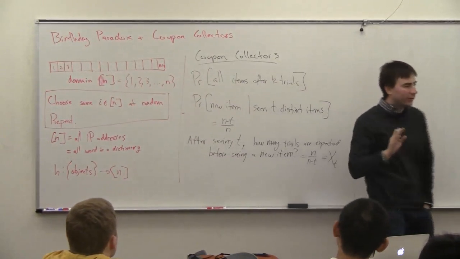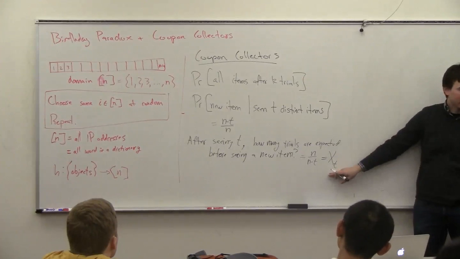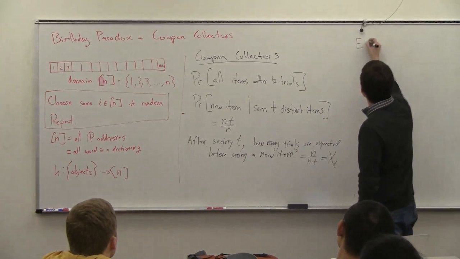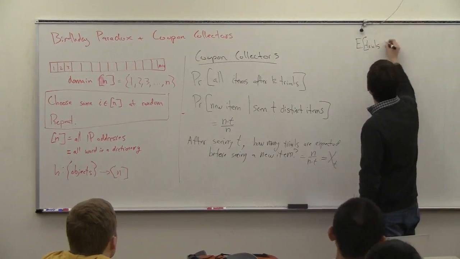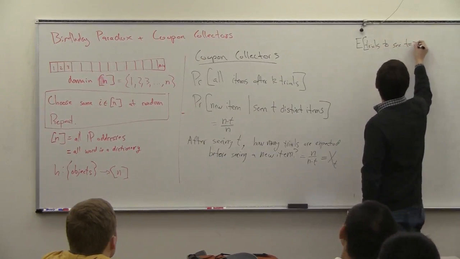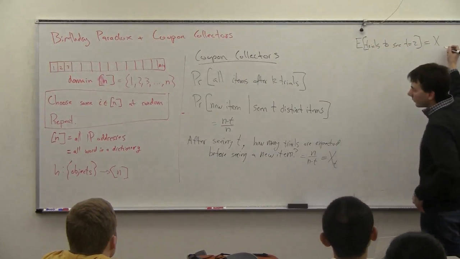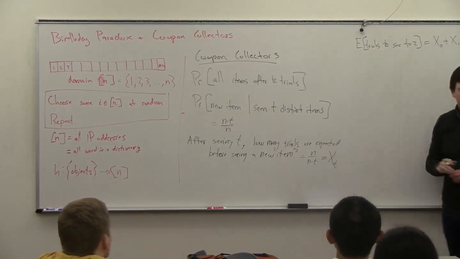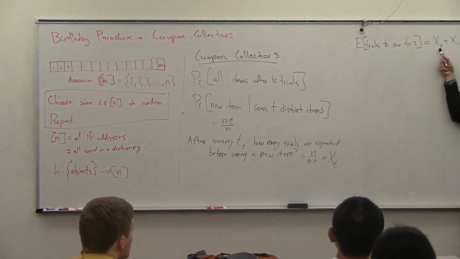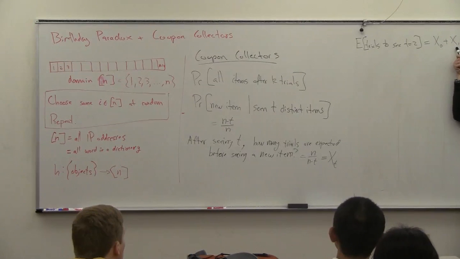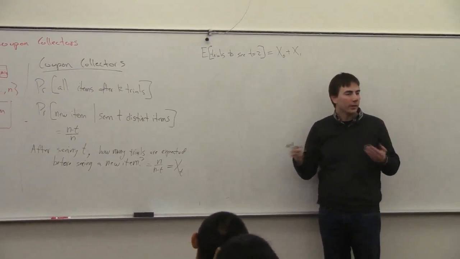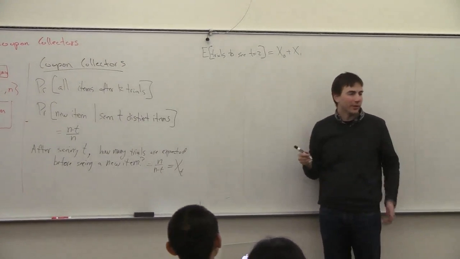So how many trials until we see two of them? Using this x of t notation, the expected trials to see t equals 2 is going to be x0 plus x1, right? So this is how many trials we expect to have before we see the first one, and how many trials we expect to have before we see the second. And this one is always going to take only one trial. The first one is always going to be a new one, and the second one is almost always going to be a new one, right?